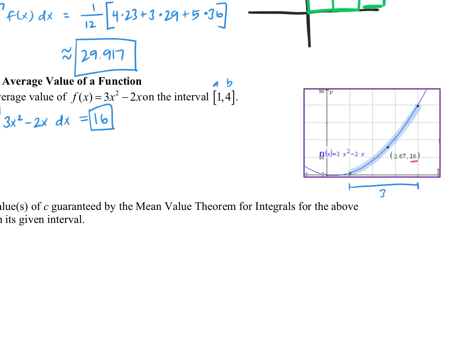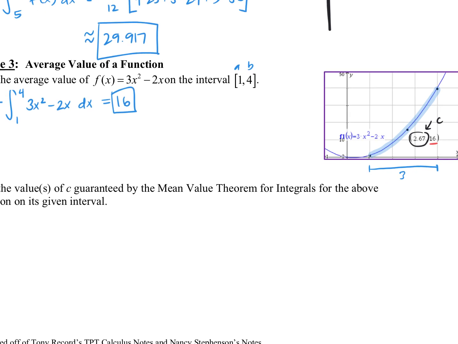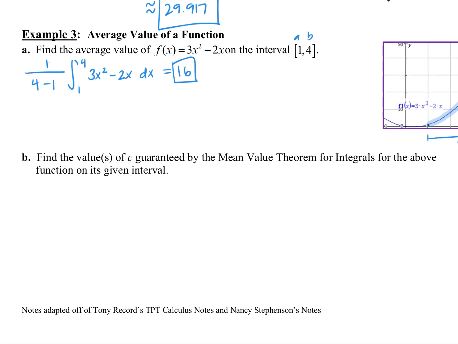So now part B, we're finding what this C value is. I'm trying to figure out what is the C value that guarantees the mean value theorem. Well, it's actually going to be this, but we can do it without looking at a graph, and we can do it algebraically as well. So what we are going to do is take that 16, and set that equal to my function f of x, 3x squared minus 2x. And now this just becomes an algebra 1 problem.